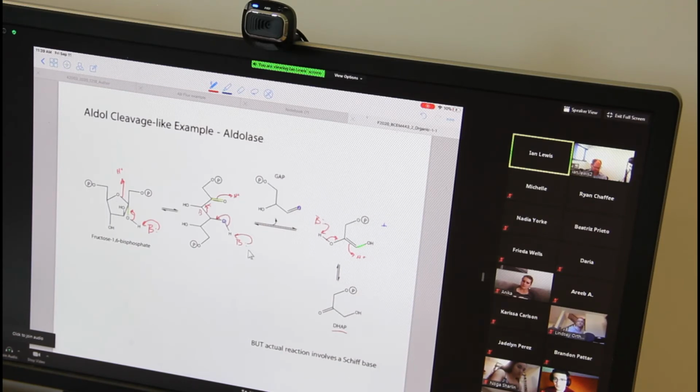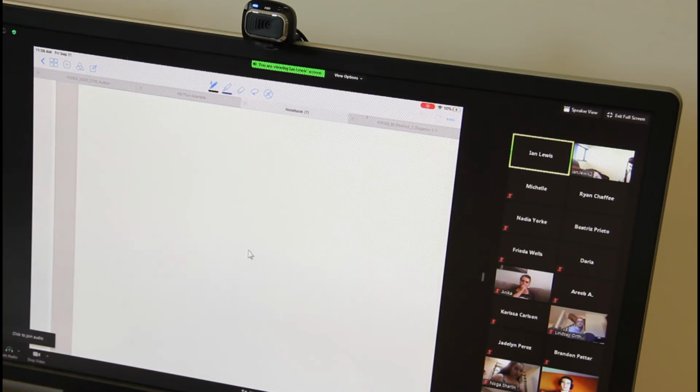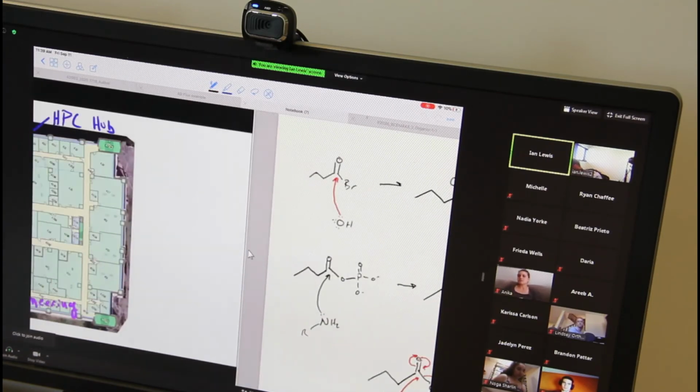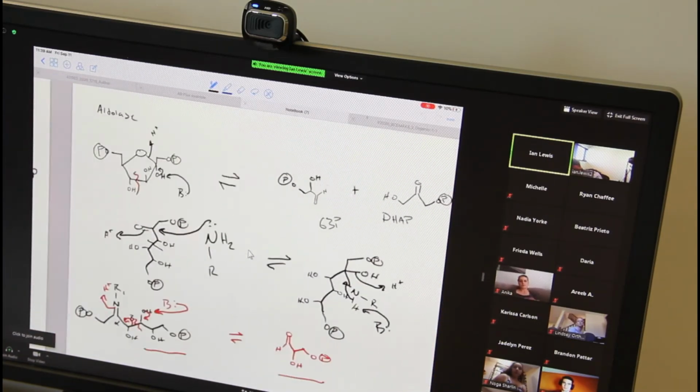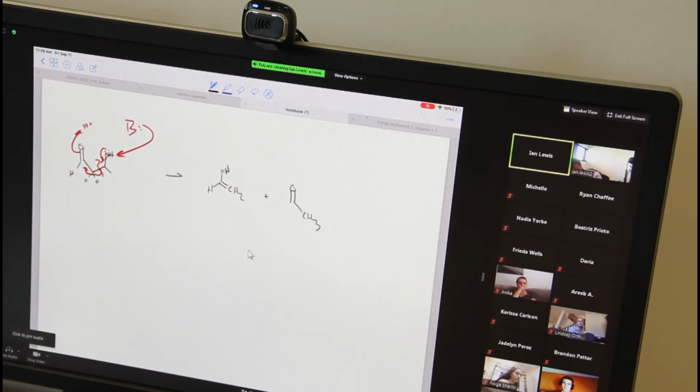So, should I do another aldol cleavage reaction? Yes, yes. Let's do a simpler example now. I think I have one already loaded from a while ago. Let's do this guy. This guy is a good one. From last year. So this is just going to be a general kind of guy. Let me clear it up so that's not so ugly.